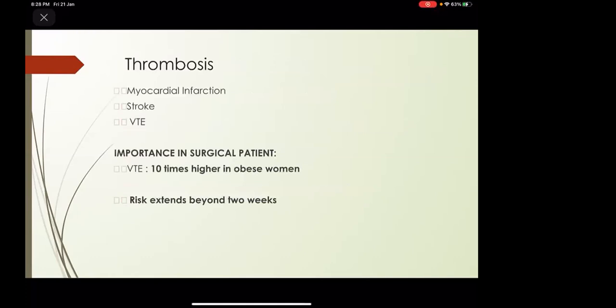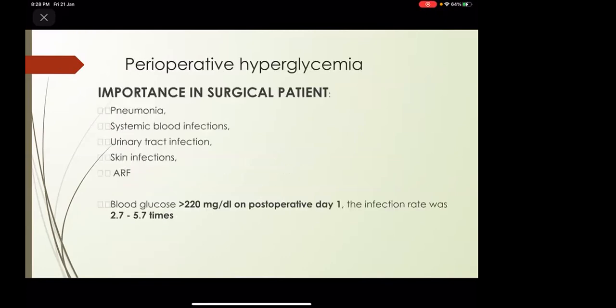Obesity is a prothrombotic state. The patient may be associated with myocardial infarction, stroke, or venous thromboembolism. Venous thromboembolism is 10 times higher in obese women, and the risk extends beyond 2 weeks postoperatively. So we have to be careful in the post-op care too.